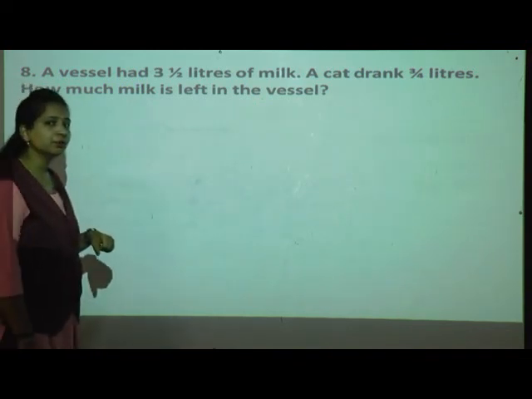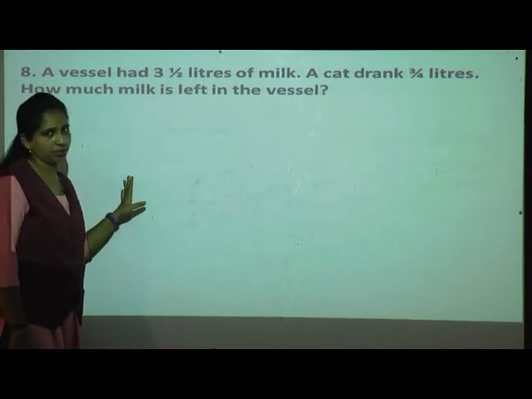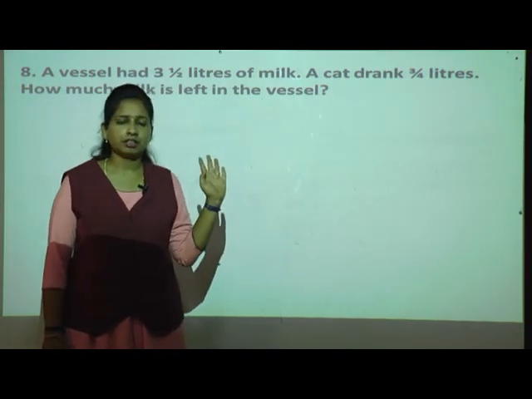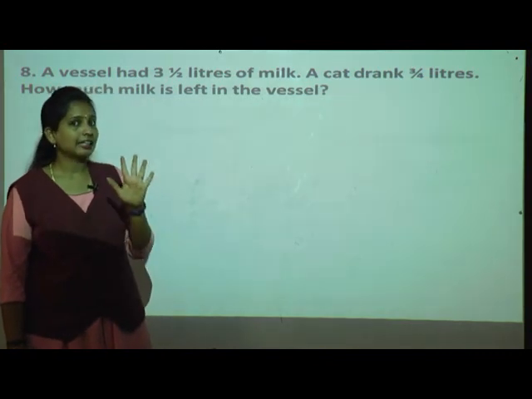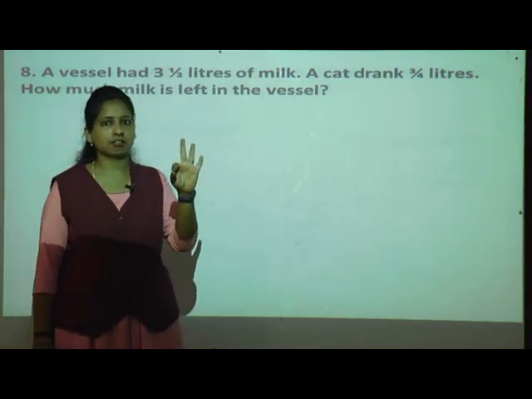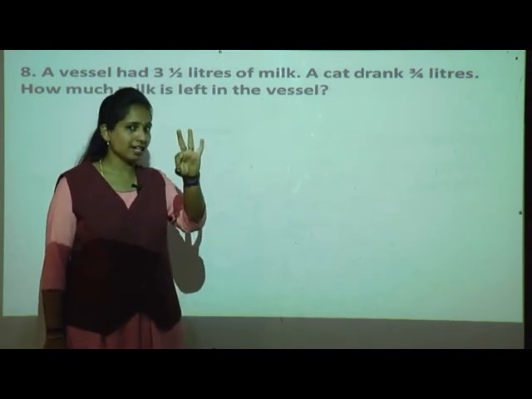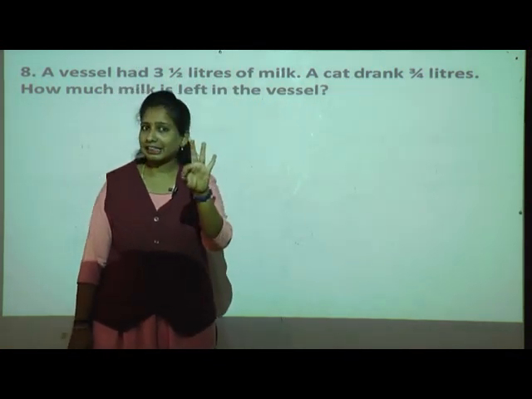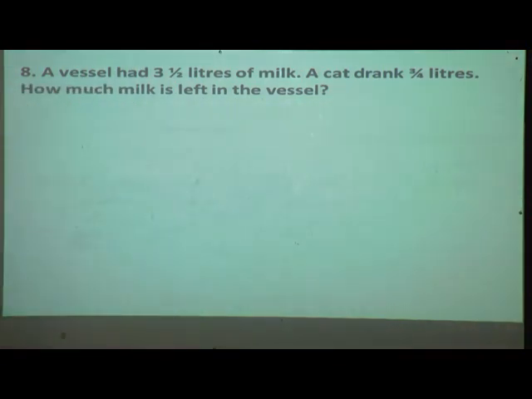What do you have to do? Now suppose this is a fraction number, and now I will give you a simple number. Imagine that 5 liters of milk was there in the vessel and the cat drank 2 liters from that vessel. So how much milk is left in the vessel? Yes, you all are saying, teacher, 3 liters. What you have done here is directly minus, isn't it? In the same way we have to subtract fraction numbers also.